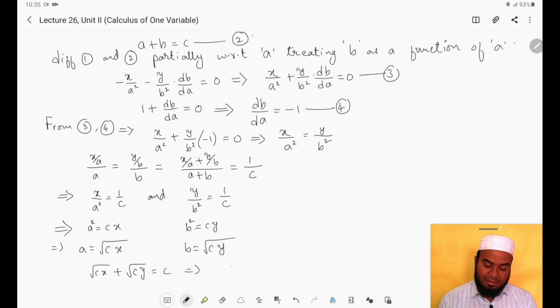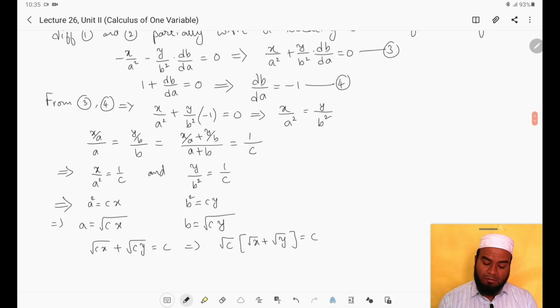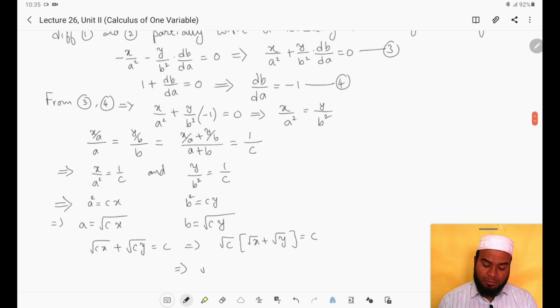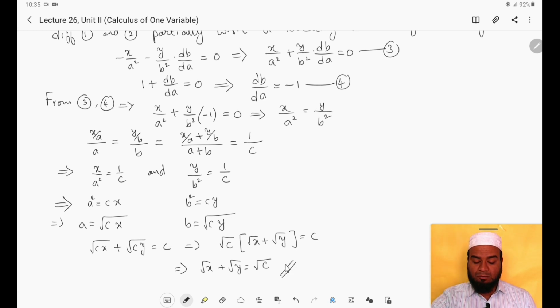Then this implies square root of c can be taken out. So what will remain? Square root of x plus square root of y equals c. Now further, this will be equal to square root of x plus square root of y equals, see what we will get here? c by root c. c by root c is nothing but root c, right? This is what the required envelope is. Root x plus root y equals root c.